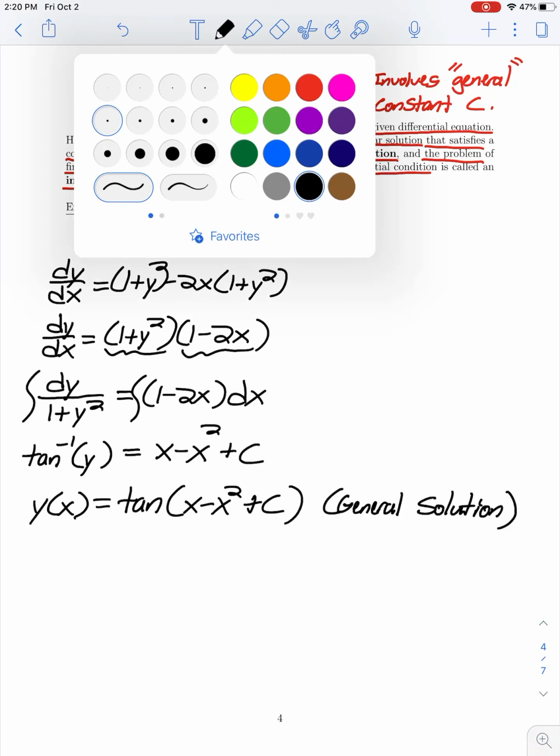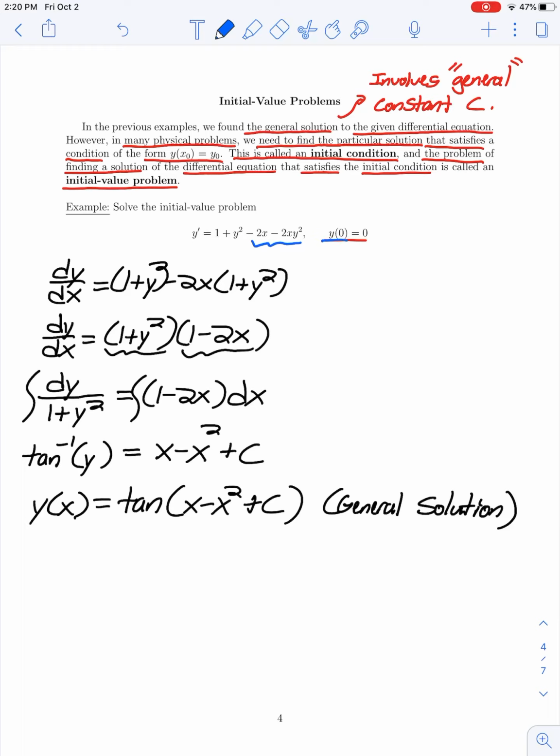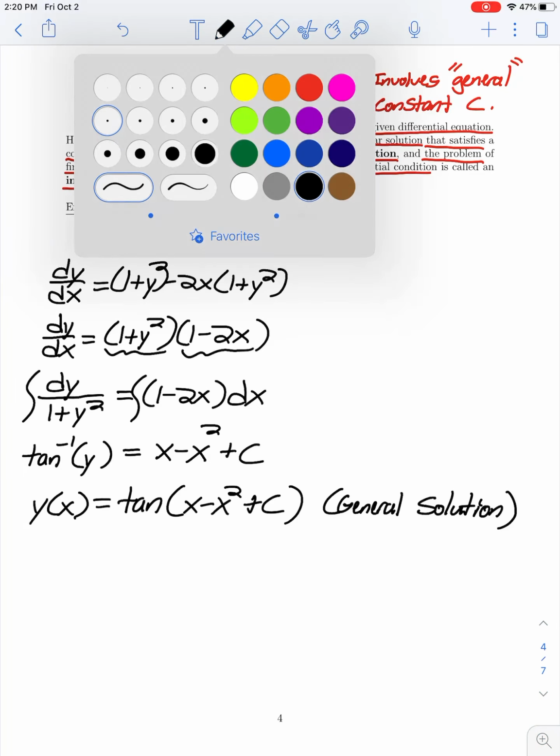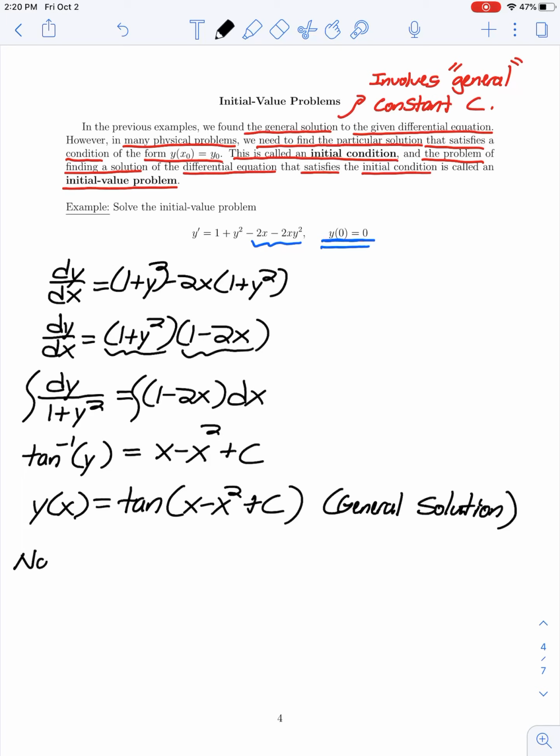Now, since this was an initial value problem, we need to try to, from here, find the specific value of the constant c that would satisfy this initial condition. y of 0 must be equal to 0. So applying that initial condition, if I substitute 0 in for x, I would have tangent of c has to equal 0. So c would have to be 0.